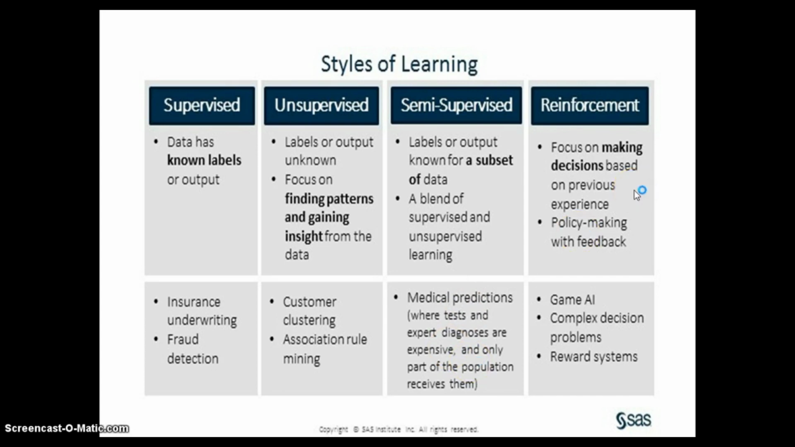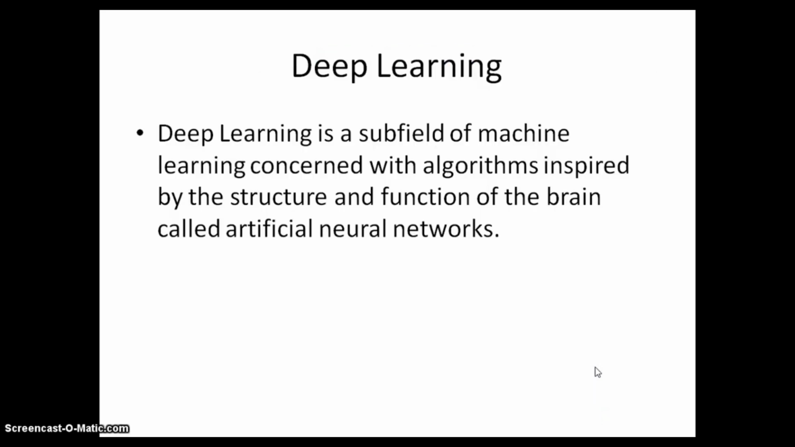Next is reinforcement. It will focus on decision making based on previous experience, or just giving feedback for a particular policy. It is used in artificial gaming, AI, complex decision problems and reward systems, where we have to give a choice. We can use the reinforcement learning algorithms.